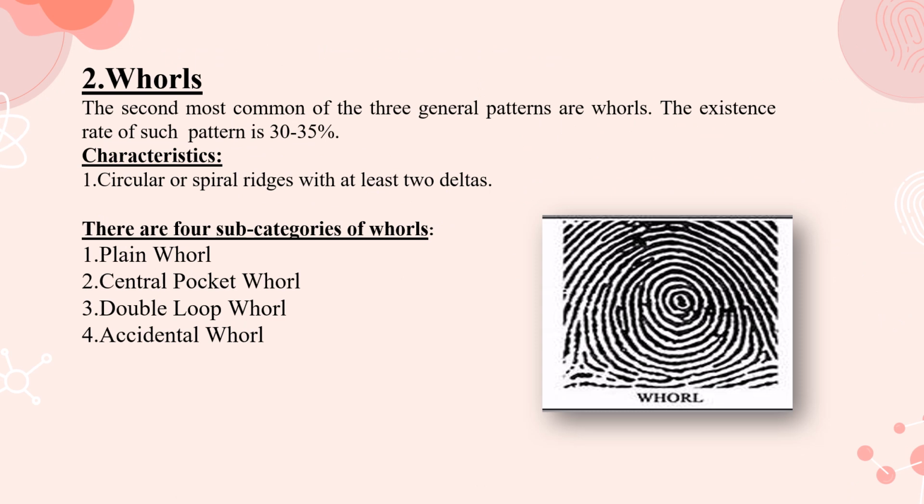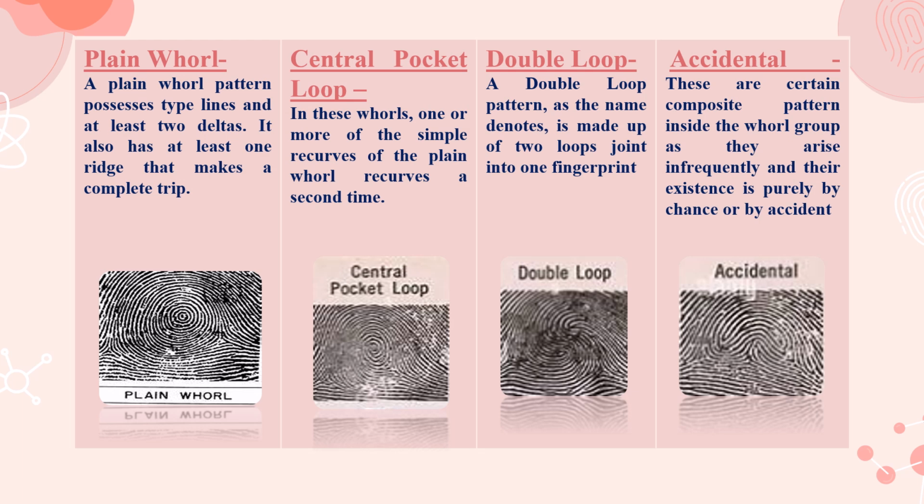let's talk about whorl. Whorl is the second most common pattern of a fingerprint. Its existence rate is 30 to 35%. It has at least two deltas and one ridge making a complete circle, which may be spiral or oval. It is further divided into four types: plain whorl, central pocket whorl, double loop whorl, and accidental whorl. Let's talk about them in detail.